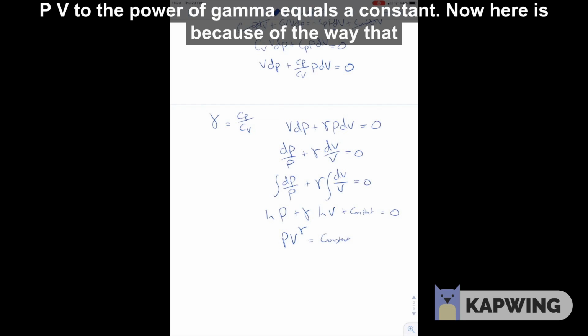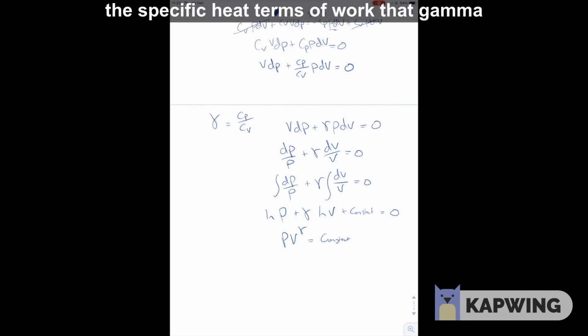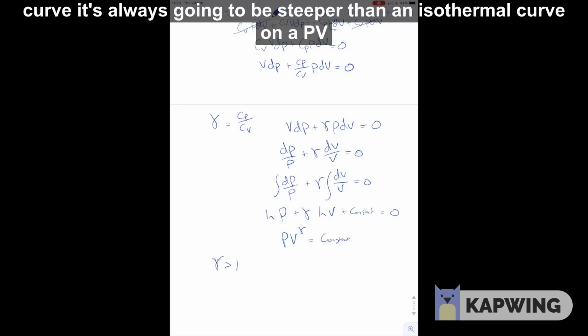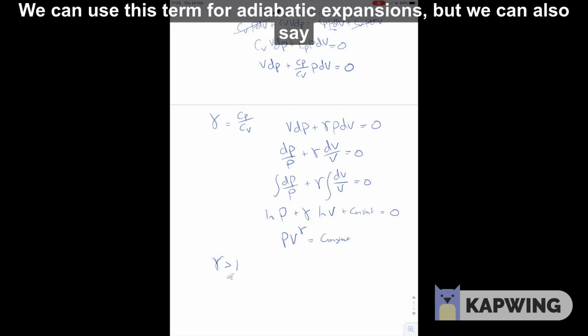Okay, now the thing to note here is because of the way that the specific heat terms work, that gamma is always greater than 1. So this means that an adiabatic curve is always going to be steeper than an isothermal curve on a PV diagram because this is greater than 1.